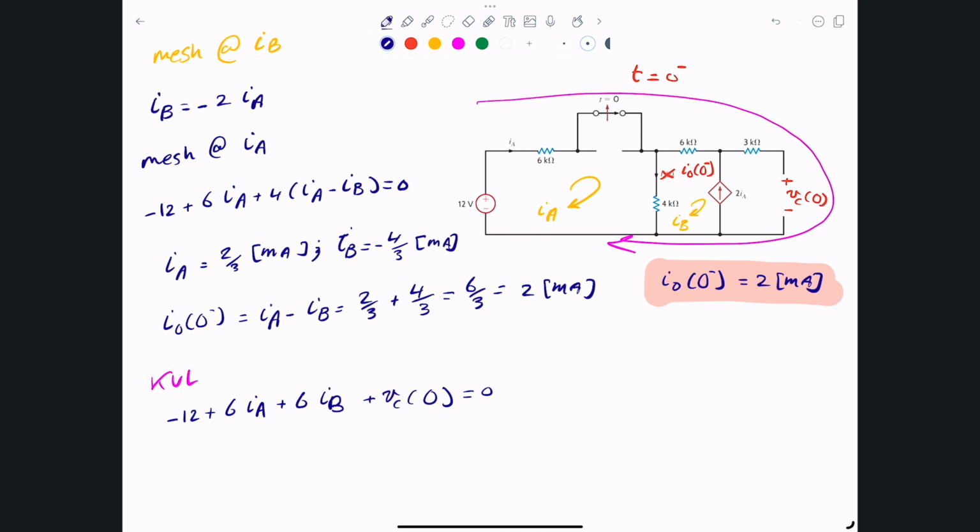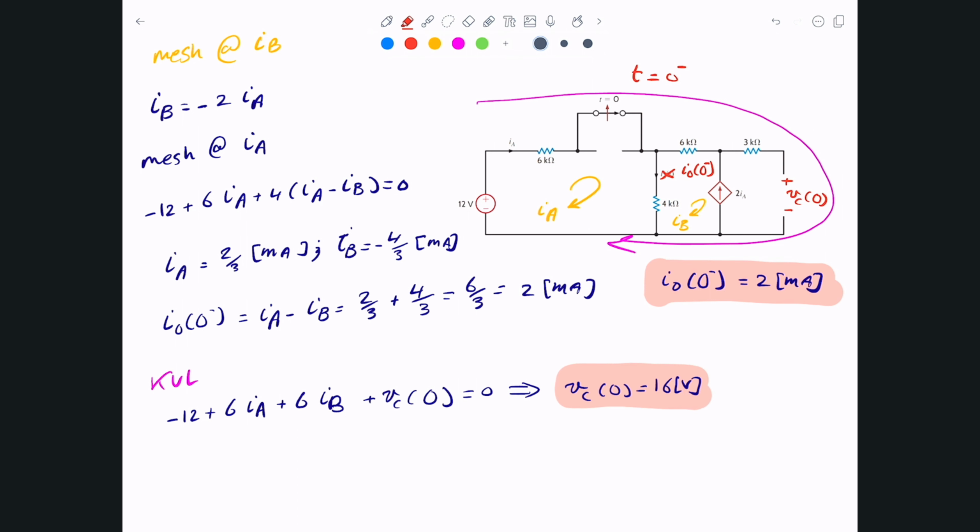We know the value of I of A. We have figured this out in here. We just substitute. We know the value of I of B. We just substituted this in here, and we should be able to tell what the initial voltage across that capacitor is, and that value should be 16 volts. That's what we have. All right, let me just highlight it.